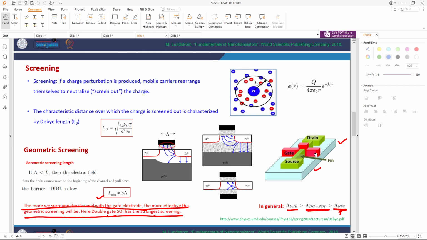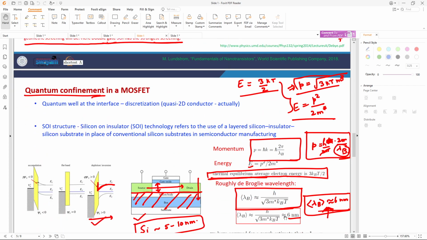That's why, sir, FinFET has a lot of advantages. So in general, lambda for bulk is the largest. Double gate SOI is smaller than that. Nanowire transistors have even better performance, but of course, fabricating a nanowire is difficult. So, three times this quantity is the minimum channel length you can have for low DIBL. Since this is small, nanowire transistors can have the smallest channel lengths, followed by double gate silicon on insulator transistors, and bulk transistors, therefore, require very long channels. So that is the effect of screening.